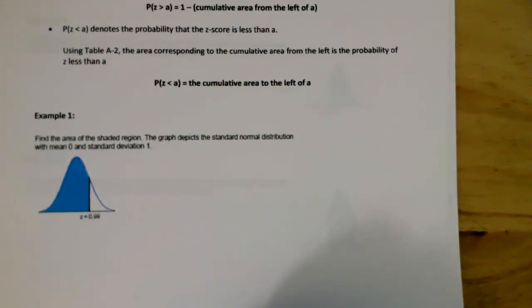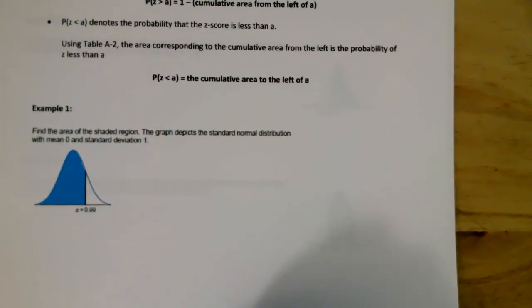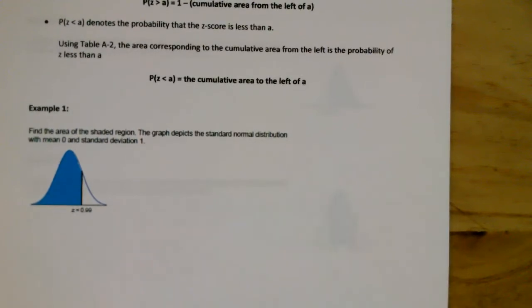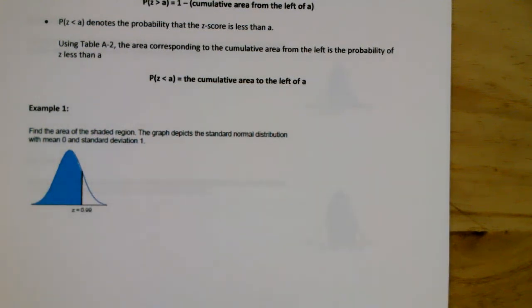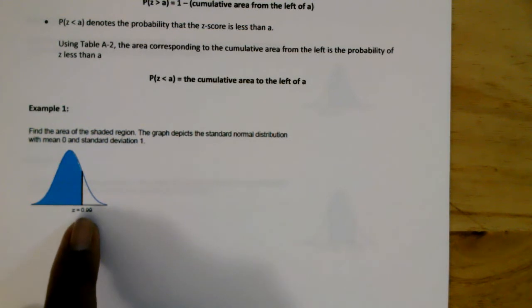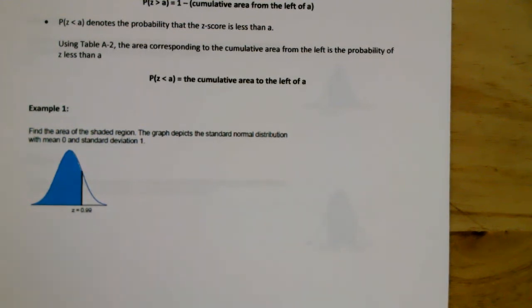Okay, now let's look at a few examples of this to get our feet wet. In this first example, we're going to find the area of the shaded region. The graph depicts the standard normal distribution with the mean equal to 0 and the standard deviation equal to 1. So here, our Z is 0.99.